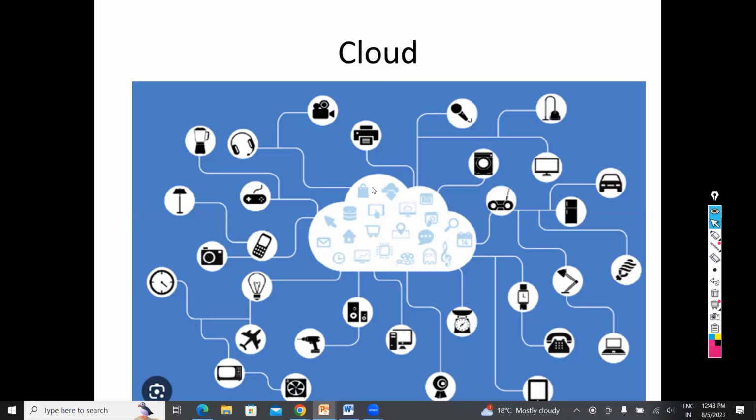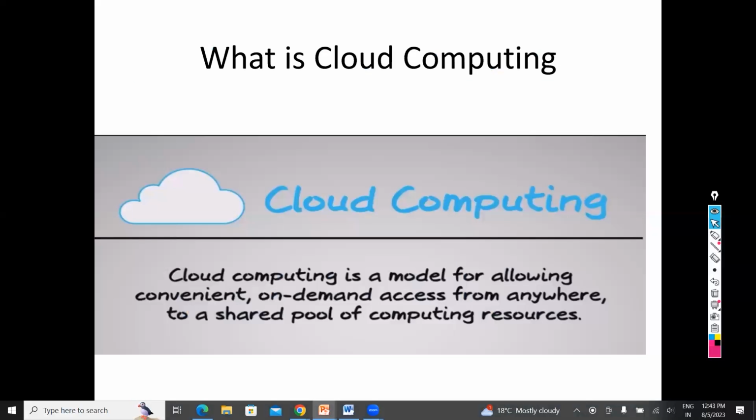And we even have cloud service partners, third-party partners, and regulatory cloud agencies who manage the compliances, all these things. Before discussing that, let's understand what is cloud. So what is cloud computing? Cloud computing is a model for allowing convenient, on-demand access from anywhere to a shared pool of computing resources, right?